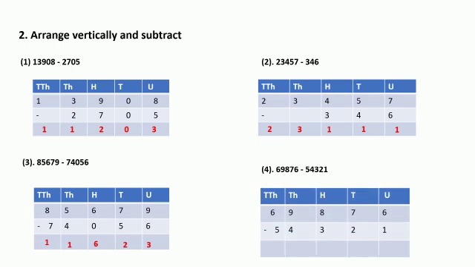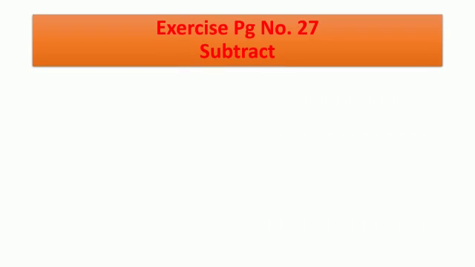And the fourth one is 6 minus 1 is 5. 7 minus 2, 5. 8 minus 3, 5. 9 minus 4, 5. 6 minus 1, 1. Now we are going to solve the exercise which is on page number 27.